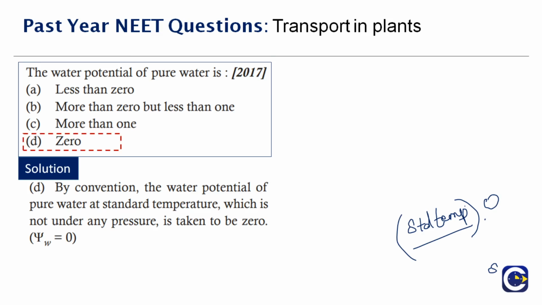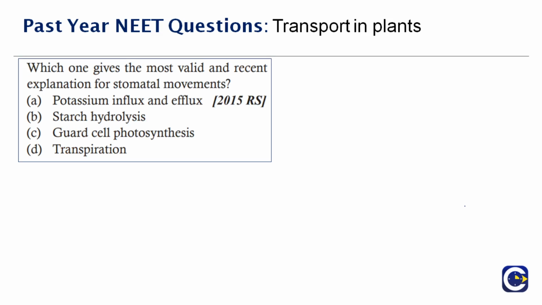Now, moving on to the next question. It was asked in the year 2015. Which one gives the most valid and recent explanation of stomatal movements? We'll go option by option. A is potassium influx and efflux. B is starch hydrolysis. Starch hydrolysis we can understand, right? Lysis means breaking down, and hydro means water, so breakdown by water of starch. C is guard cell photosynthesis, and D is transpiration.